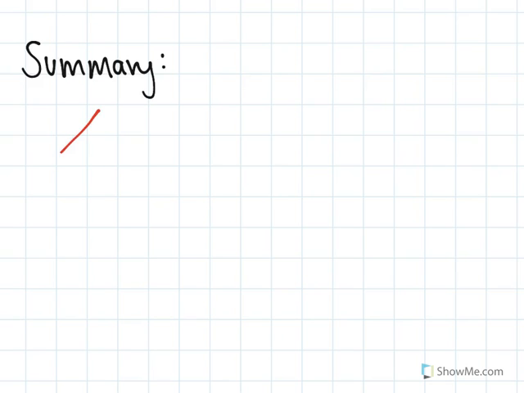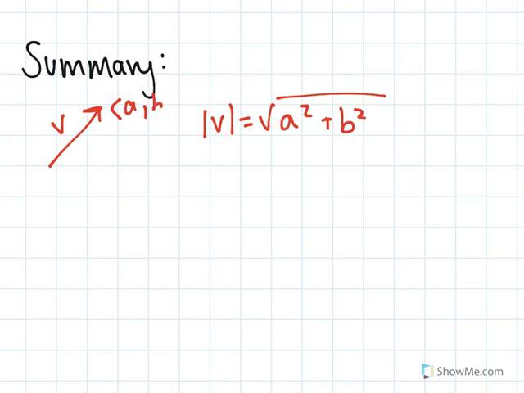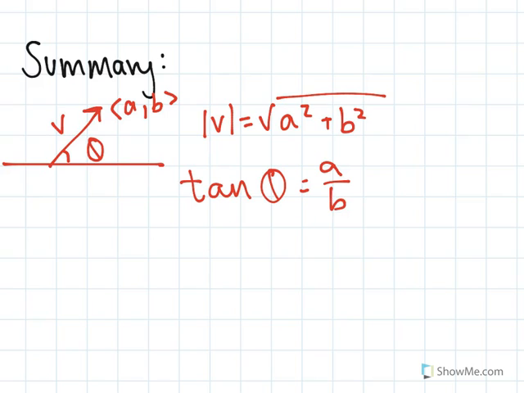So just in summary, this video covered material on vectors. So we have these vectors that have a magnitude, which we call v, and that's going to be the square root of a squared plus b squared, where a, b is the component form of that vector, and the vectors form an angle that we can find by saying tangent of theta equals a over b. Also remember that we can do operations with vectors. We can do dot product. That's important to just remember what that looks like.